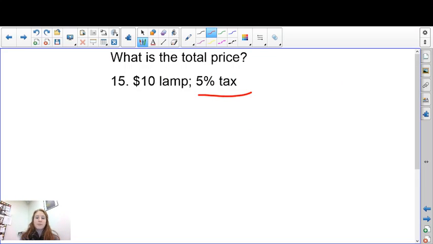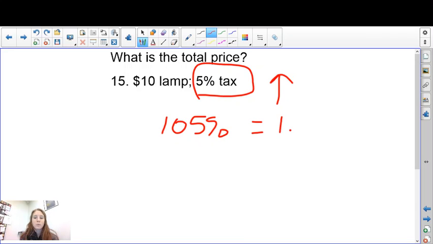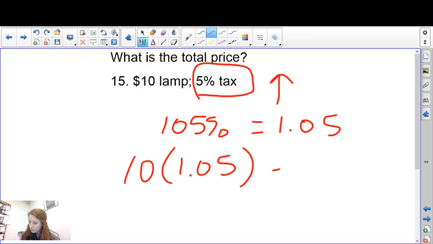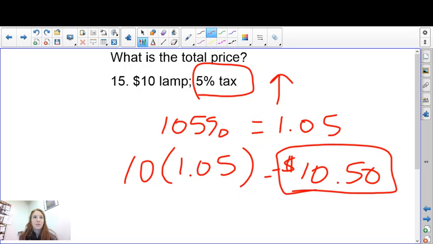Okay, we're adding 5% tax. Tax is going to increase, so that's 105% that I'm paying total, which is 1.05. So $10 times 1.05, which is $10.50. So that should be C, paying $10.50 for that 5% tax.